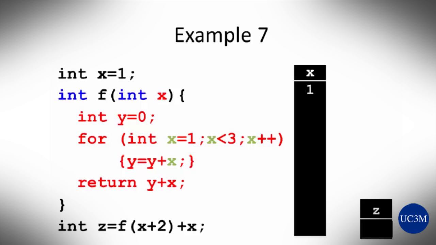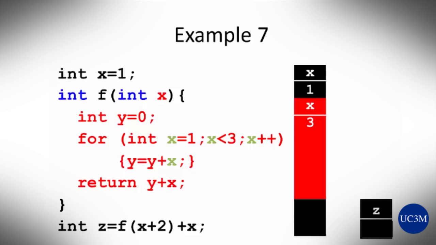We have a global variable x, we have a method with parameter x, and inside this method we have a for loop with another variable x. So in this case we have three x's, the black, the red, and the green. So when we call f of x plus 2 in the last line, where x equals 1, we call f of 3 in order to compute z. So we enter the method with x equal 3.